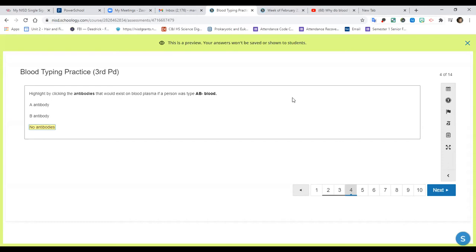Okay, very good, you guys. Awesome, Fatima, Braxton, you're awesome, and Alondra, good job. So this one has no antibodies because it already has AB.